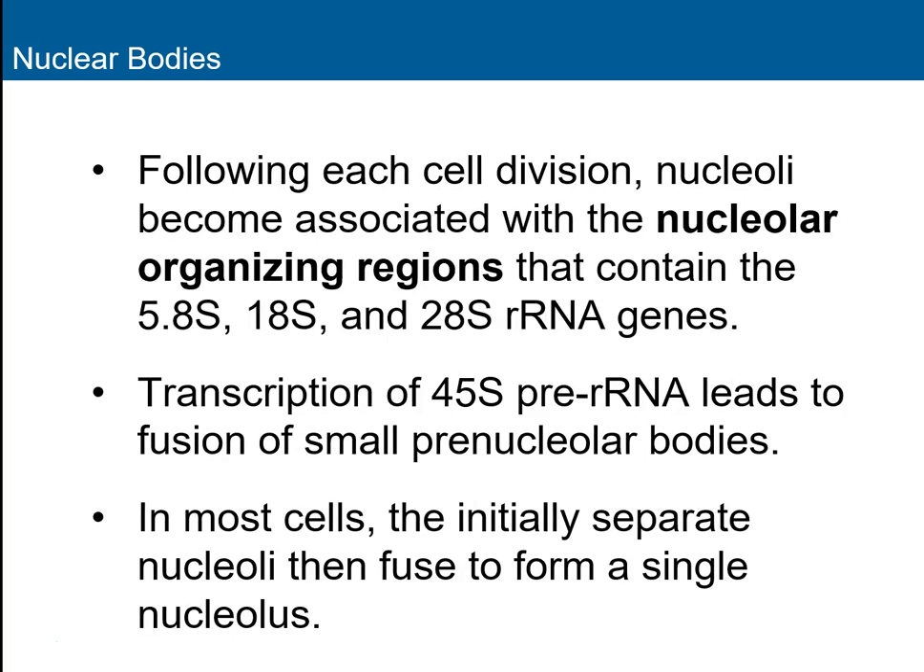It says following each cell division, nucleoli become associated with nucleolar organizing regions that actually contain these ribosomal RNA genes. So this is kind of saying, how does this happen in terms of forming that nucleolus?